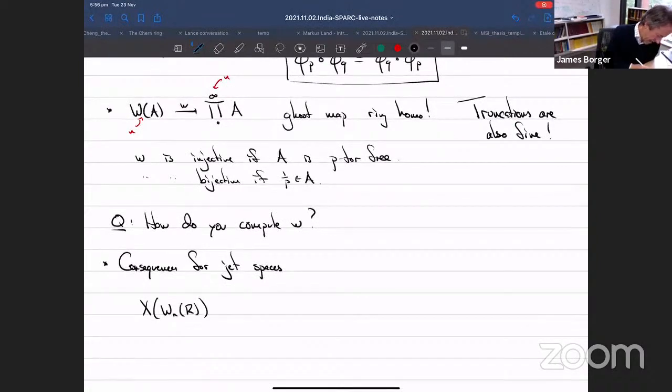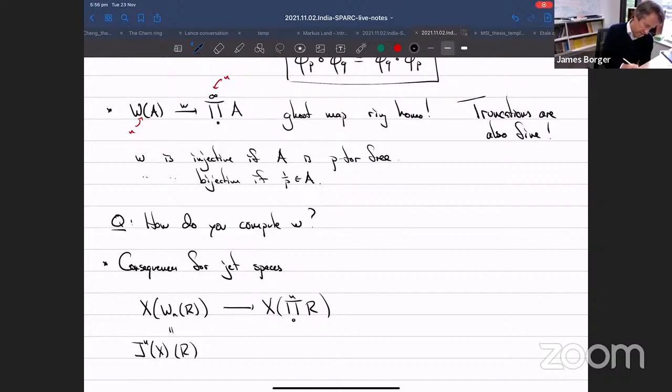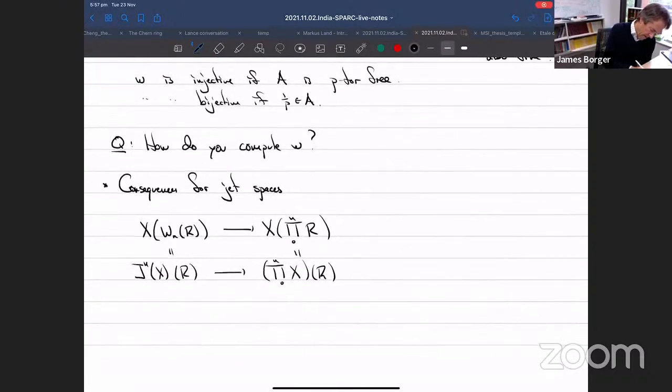If you have a variety X and you look at the points with coordinates in a Witt vector, you can just look at the image under the ghost map, and this will give you points with coordinates in a product ring. But this is, of course, just by definition, the R points of the arithmetic jet space. And this is just the R points of the product scheme. So we have a map here.